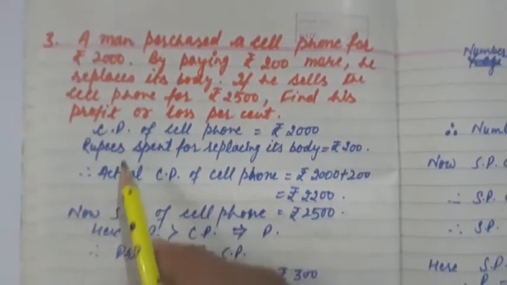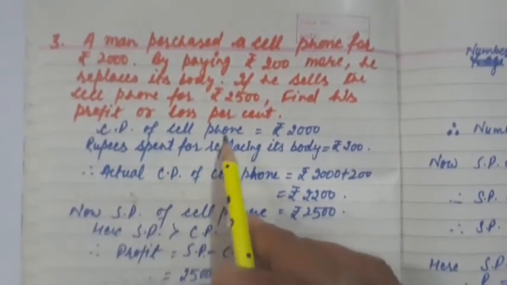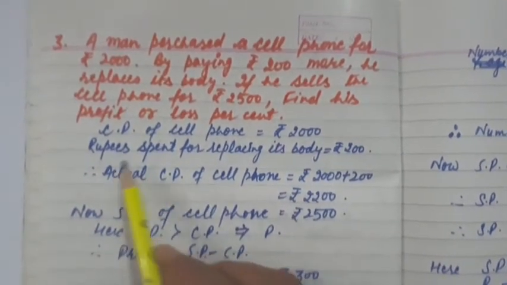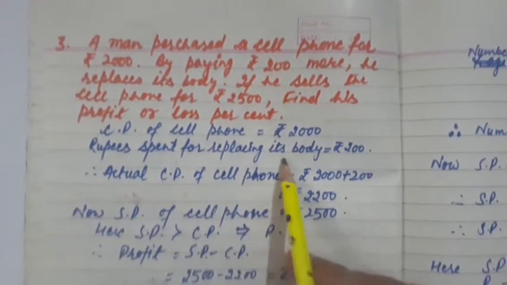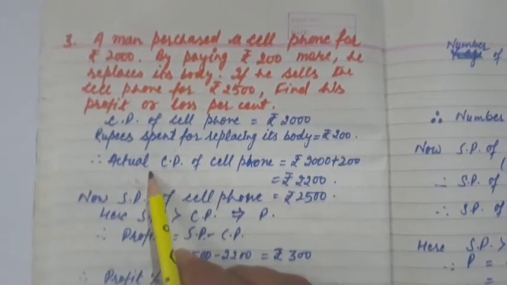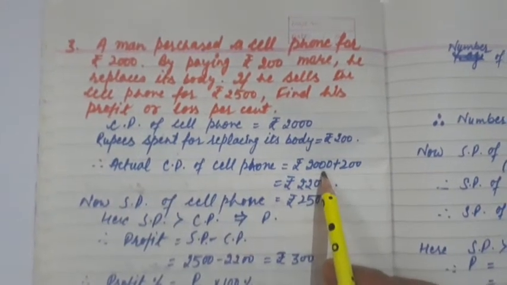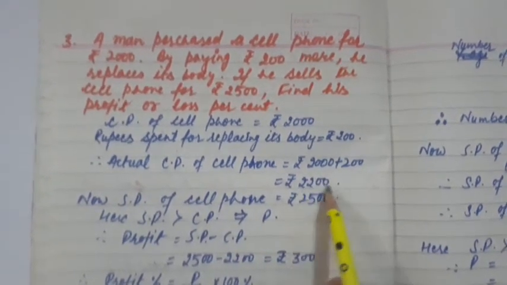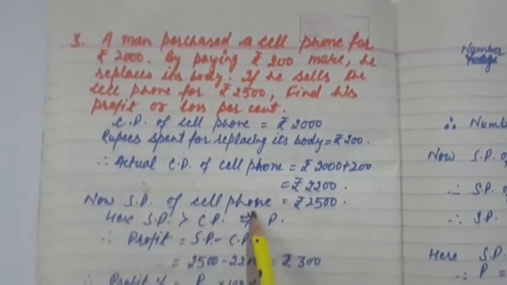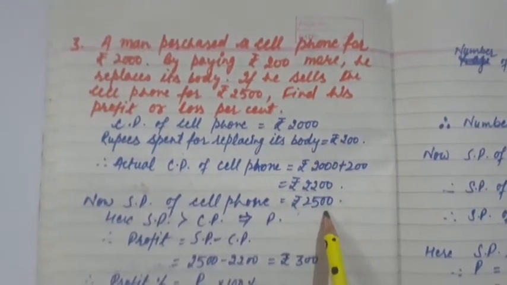What is given here? The CP of the cell phone is rupees 2000. Rupees 200 were spent on replacing its body. Therefore, the actual CP of the cell phone becomes 2000 plus 200, that is rupees 2200. And the SP of the cell phone is given, that is 2500.